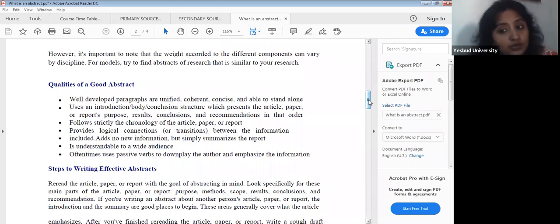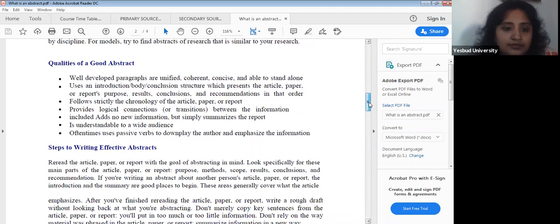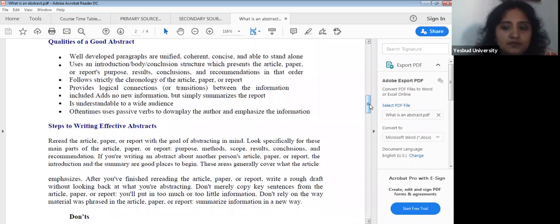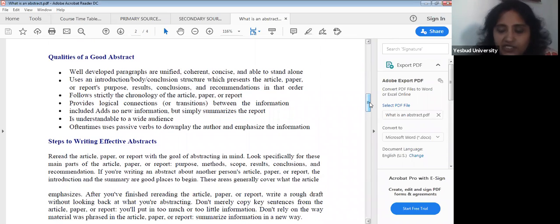Now, what are the good qualities of an abstract? The qualities which I'm going to tell you here are: it should be well developed paragraphs and coherent, concise, and able to stand alone. That means it should be a short description, well developed, so that the other person who is reading it should get the things clear in one go. He should not need time to read it again and again.